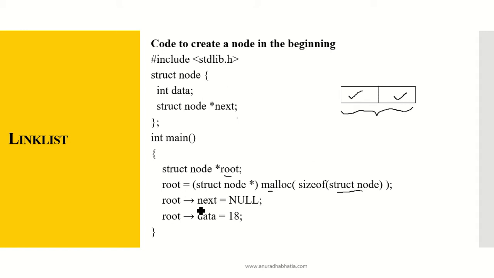And when I say root pointer next is equal to null and root pointer data is equal to 18, then what happens? In my node which is created, which is referred to by the term root, so this is my root over here. When I say root pointer next is null, this is named as null, and root pointer data is equal to 18, so 18 is stored over here. This is my complete root node. This is how I create a single node in the beginning of a linked list.